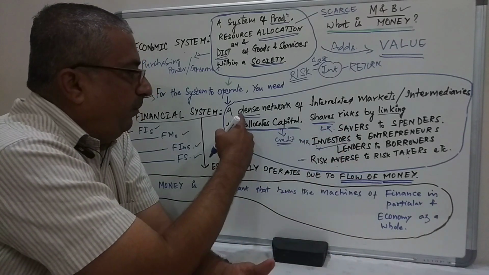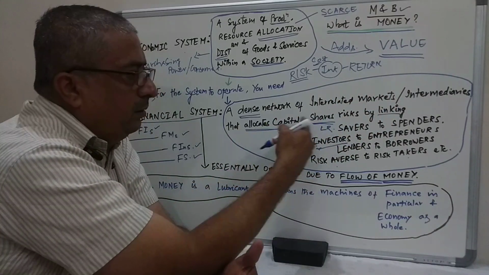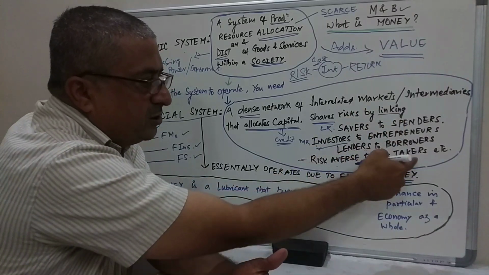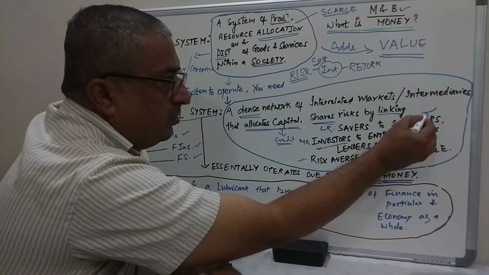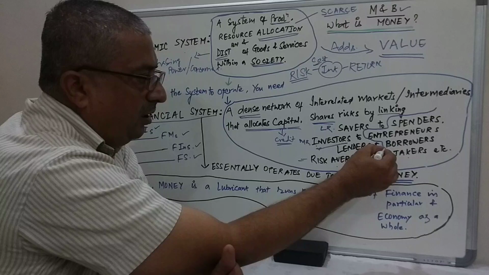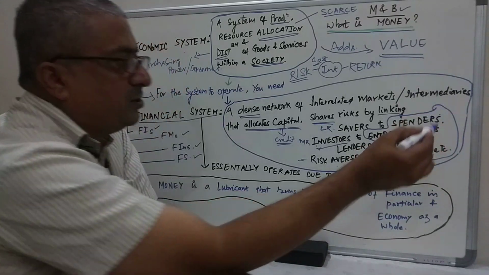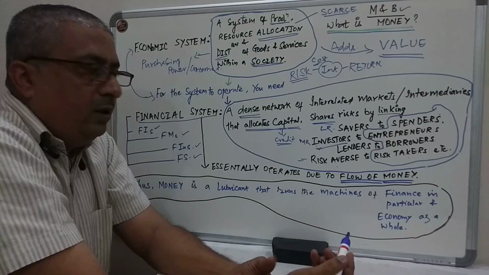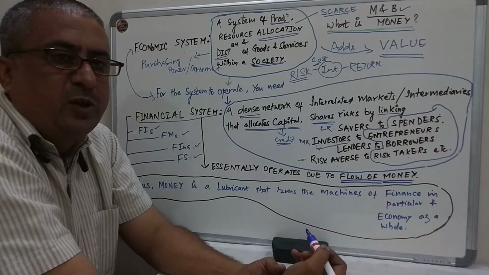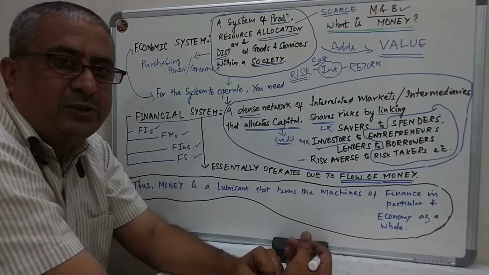So, a dense network of interrelated markets intermediates, allocates capital, and shares risk by linking risk averse to risk takers. This whole side, and this part, these are risk takers. These are risk averse, this part, right? Savers, investors, lenders, these are all risk averse.